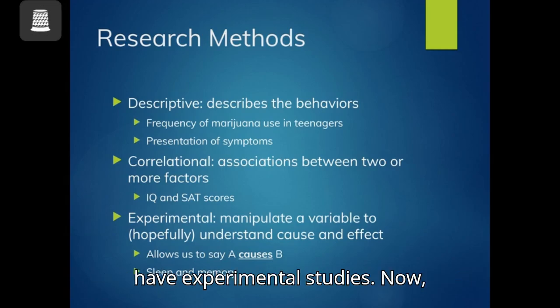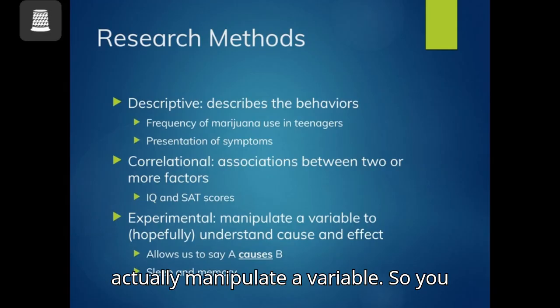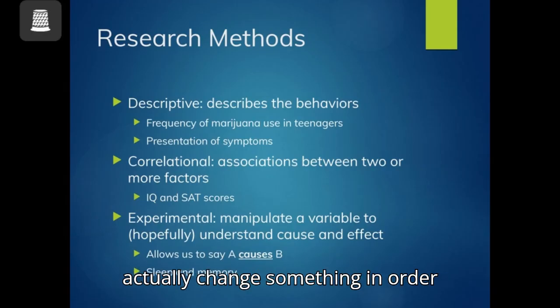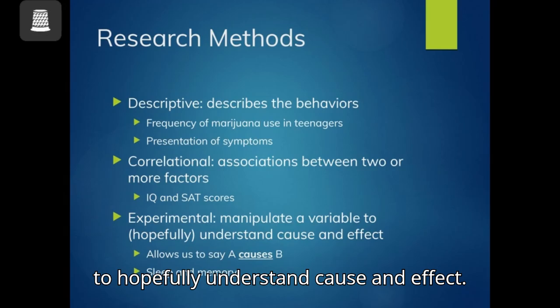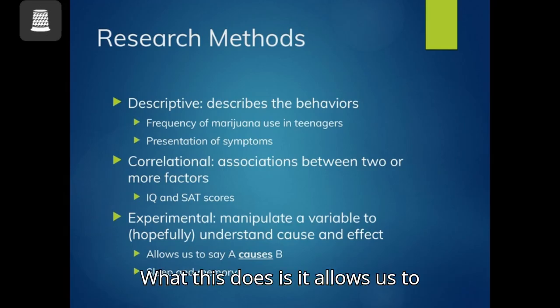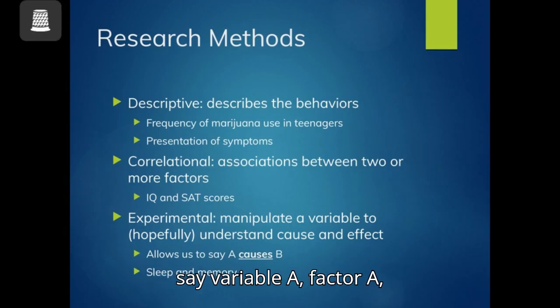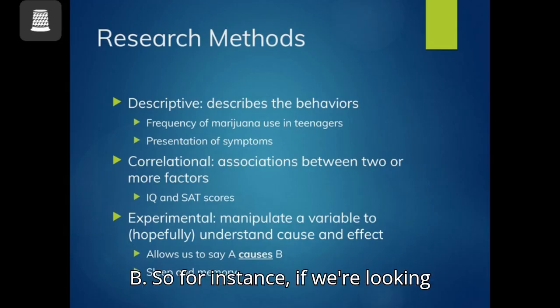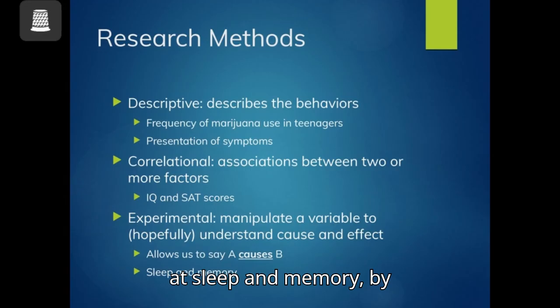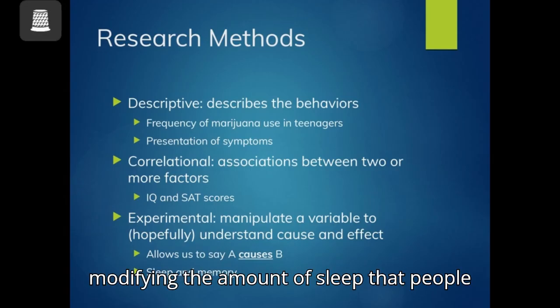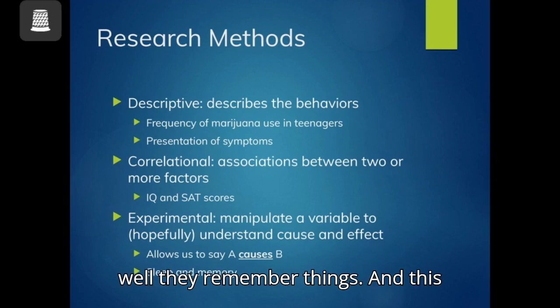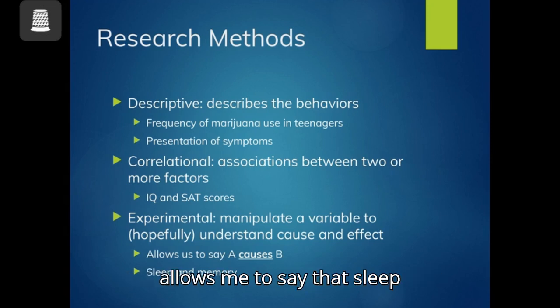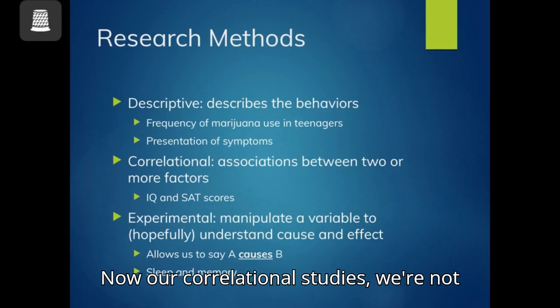And then finally, we have experimental studies. Now, in experimental studies you actually manipulate a variable. So you actually change something in order to hopefully understand cause and effect. What this does is allow us to say variable A, factor A, actually causes factor B. So for instance, if we're looking at sleep and memory, by modifying the amount of sleep that people get, I can change how well they remember things. And this allows me to say that sleep definitely affects memory.